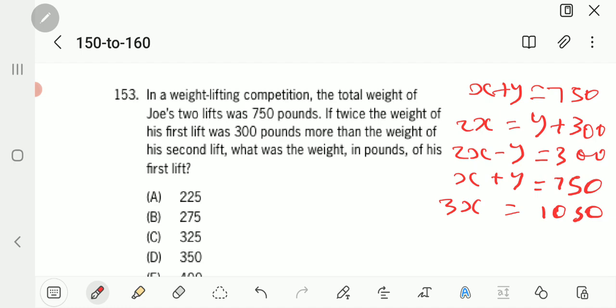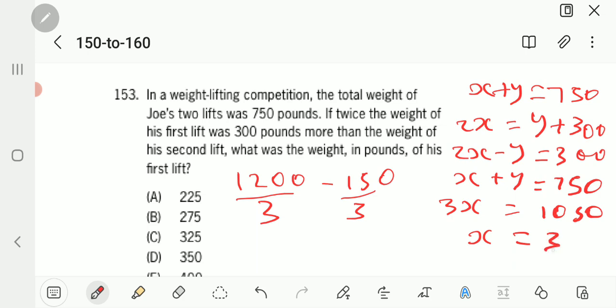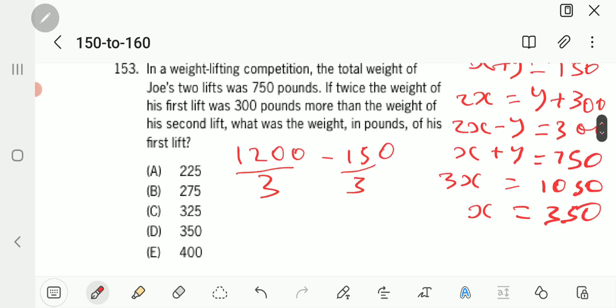We do know that 1200 divided by 3 is 400. Look at it this way: 1200 minus 150 will give us 1050. So this one over 3 and also this one over 3. 1200 divided by 3 is 400. 400 minus 50 is 350. So S is 350.